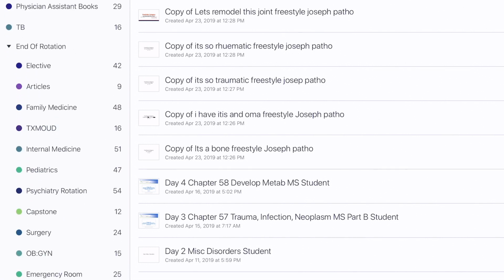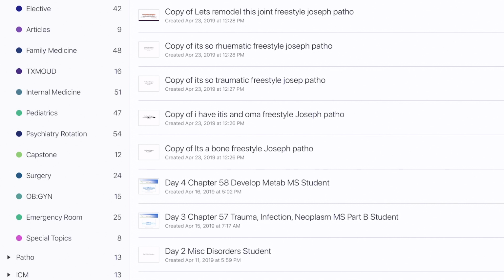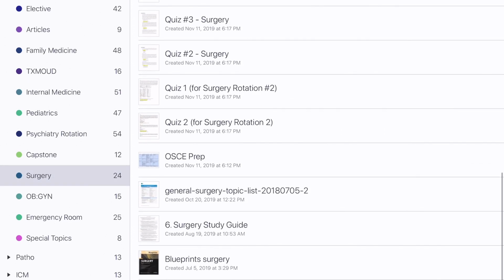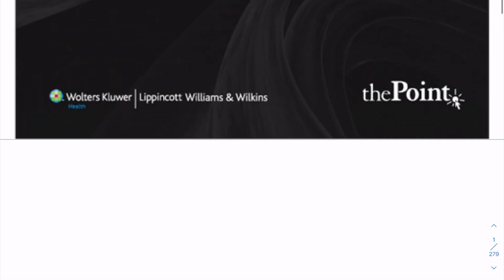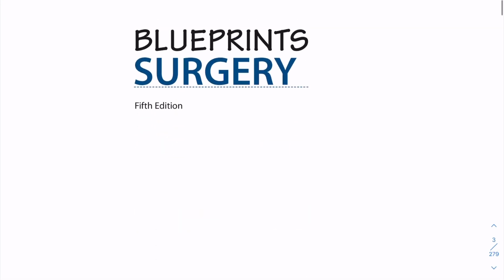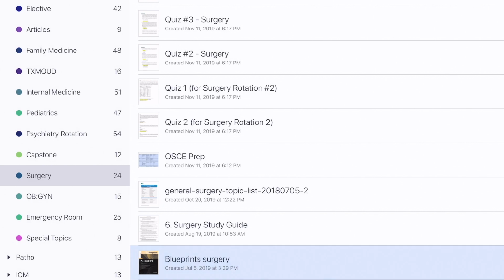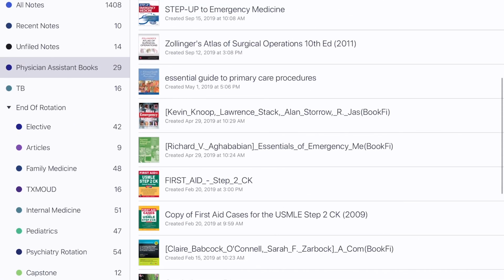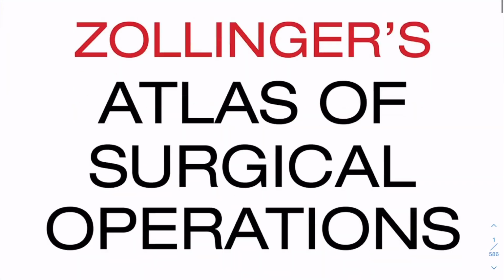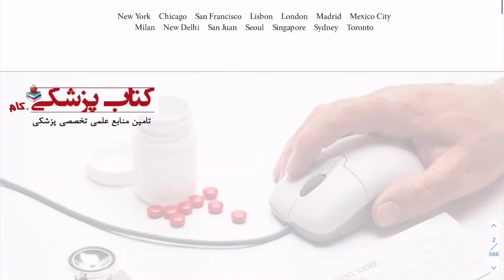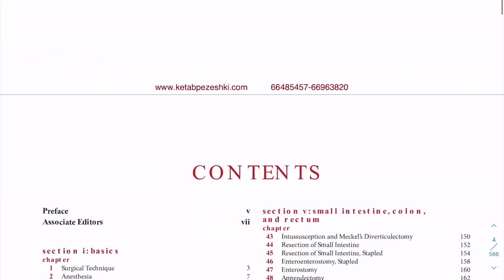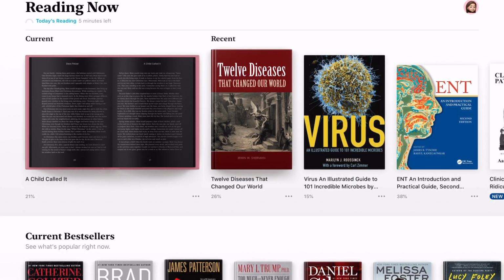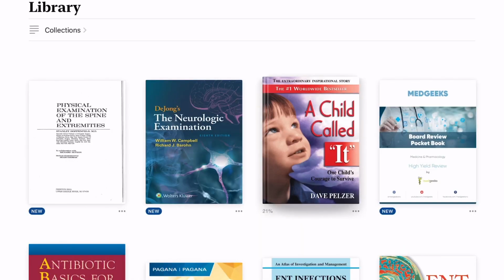And then for end of rotation exams, which is going to be for your clinical year, I divided it according to whatever rotation I'm in. So if I'm in the surgery rotation, I added the blueprint for the surgery end of rotation exam. I also added any textbooks that I used for that rotation. So you just saw the blueprint surgery book. So that's how I organized that for my end of rotation exams. And as you can see, you're also able to add any type of textbooks on there, on Notability.